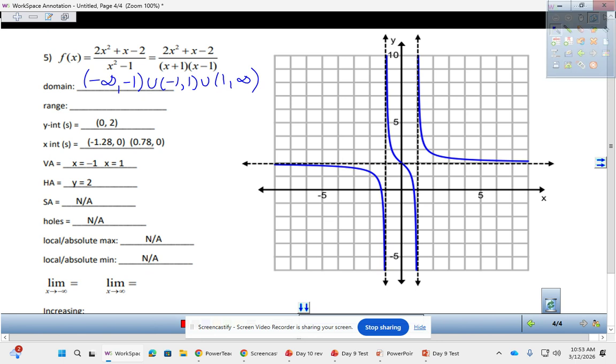And then range is bottom to top. I'm looking for U shapes. I'm looking for horizontal asymptotes. I'm looking for holes. I do have a horizontal asymptote here, but the graph goes through it. Normally that doesn't happen, and so I'll stop at the horizontal asymptote. But because the graph goes through it, this is -infinity to +infinity. Normally we do -infinity to 2, 2 to infinity.